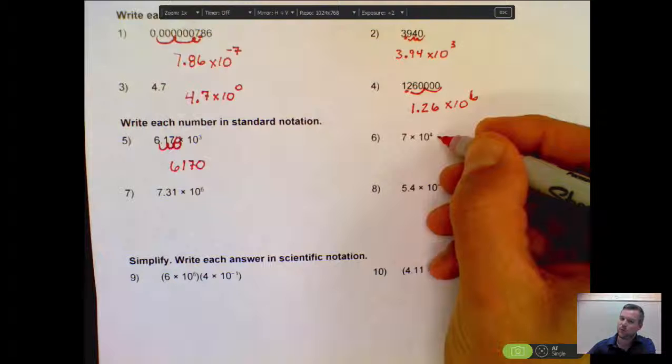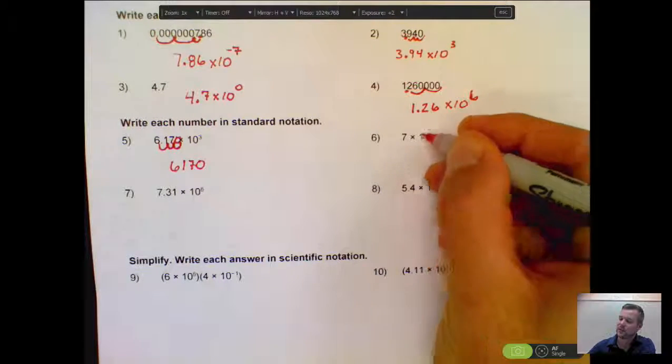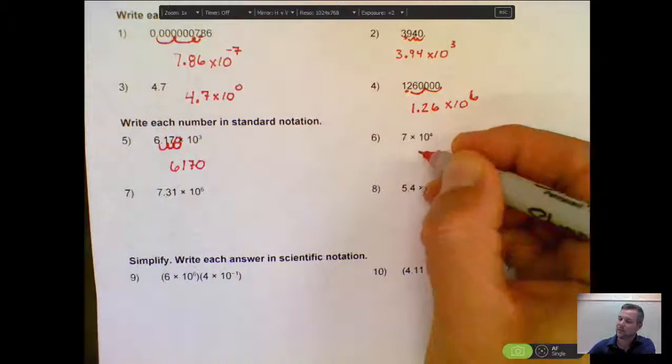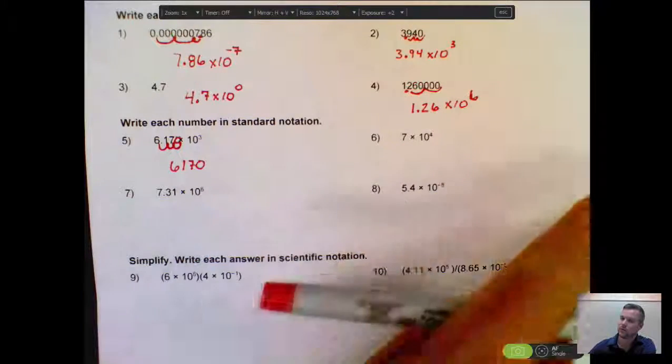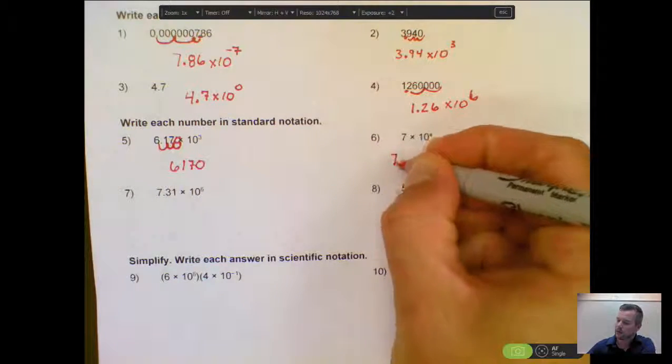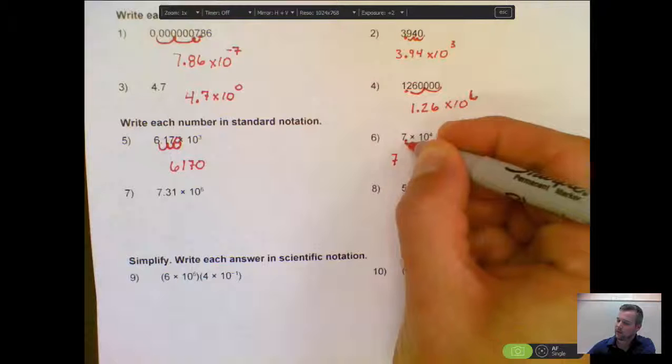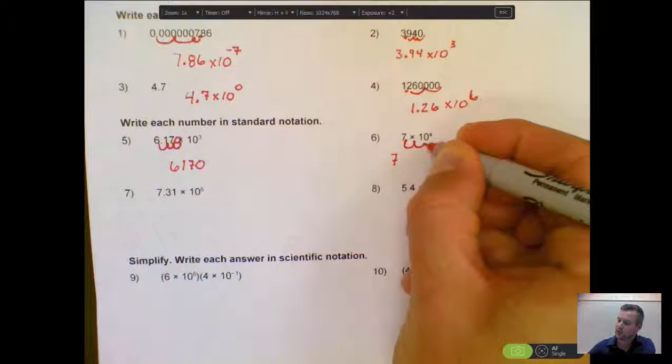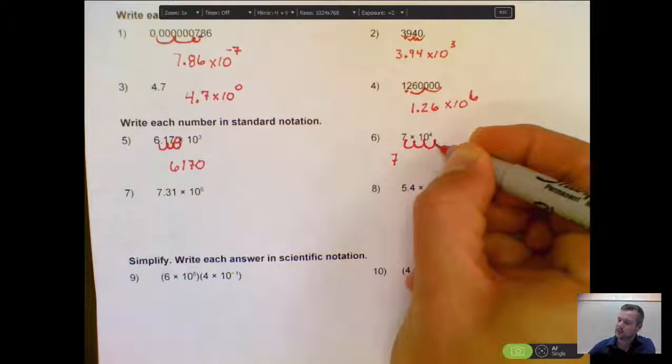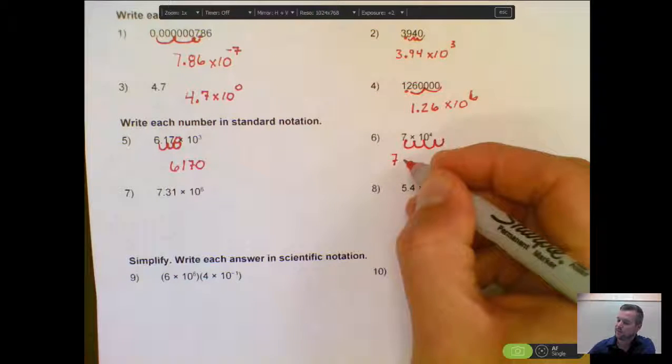I need to move my decimal place 4 places, and since 10 to the positive 4 is big, my decimal needs to go to the right. Right now, my imaginary decimal is right here. I need to do 4 loops, and each loop gets a 0. I need to add 4 zeros.